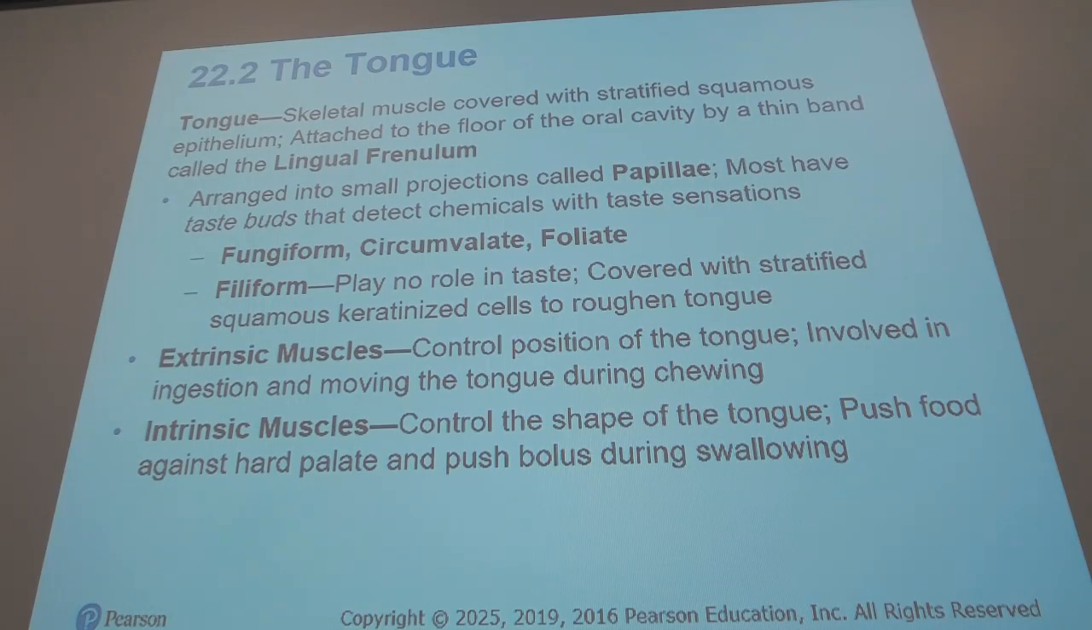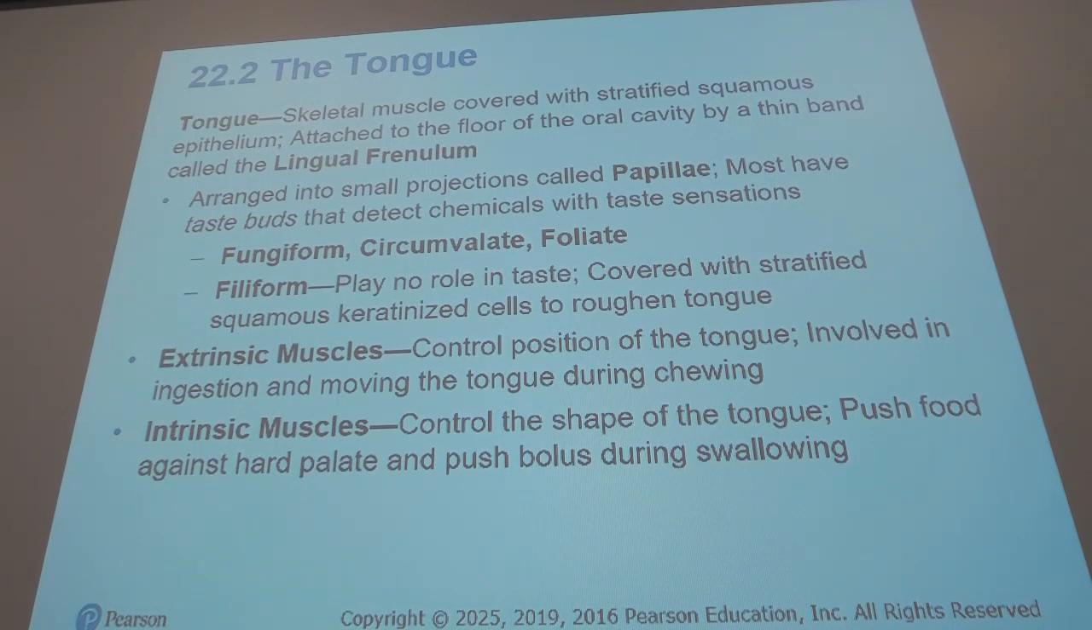Now we have extrinsic muscles that connect the tongue to different bones, like for instance, the one that connects the temporal bone to the tongue is the styloglossus muscle. We have the palatoglossus muscle, etc. So these are extrinsic muscles that, together with the intrinsic muscles, help to move the tongue, controlling its position.